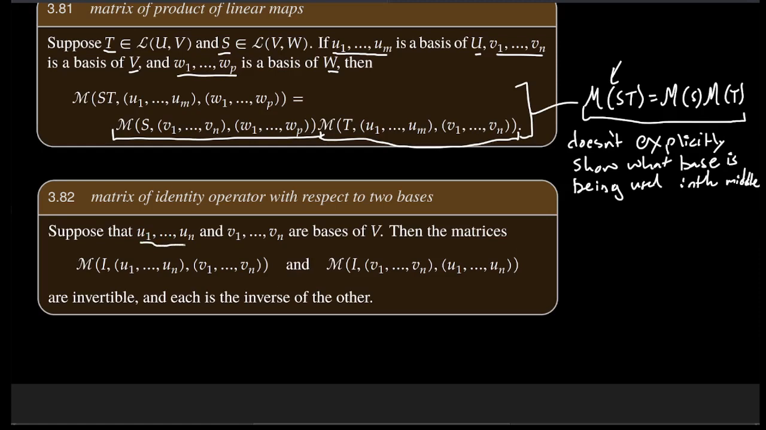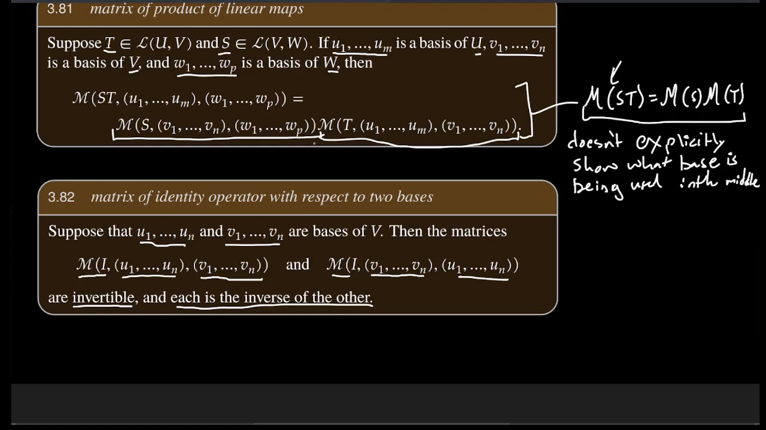So if U1 through UN and V1 through Vn are bases of V, then the matrix M of the identity with respect to the bases U and V is the inverse of the matrix of the identity with respect to the bases V and U. Just switch their order. Both of these are invertible, is the claim, and each is the inverse of the other. Okay, cool.